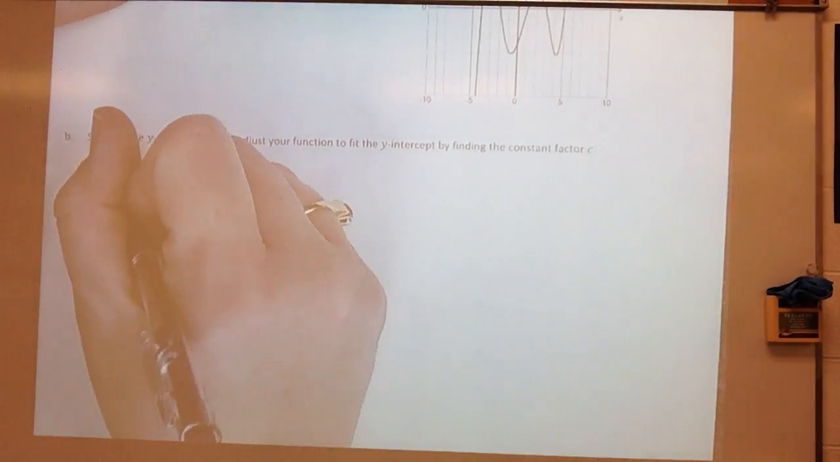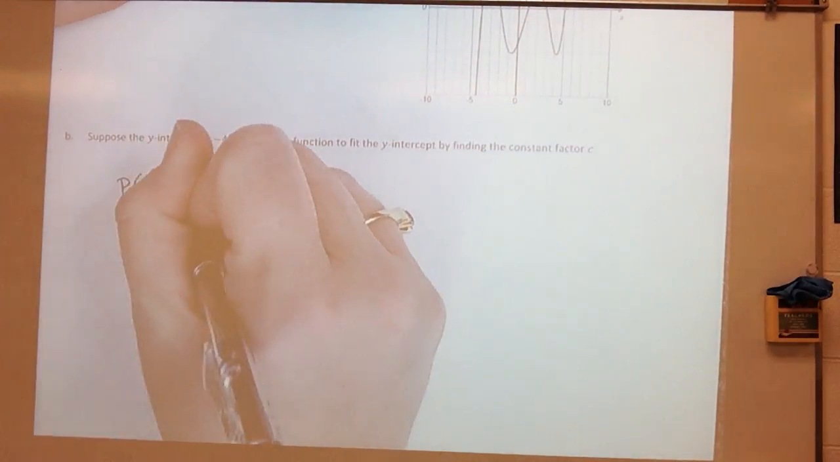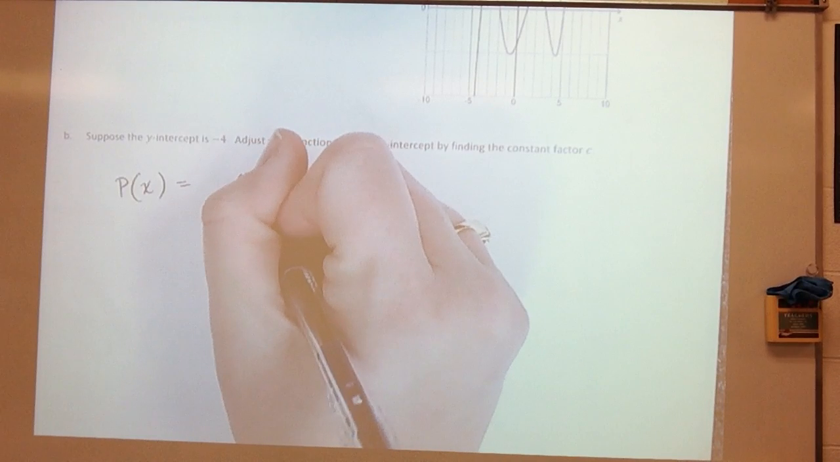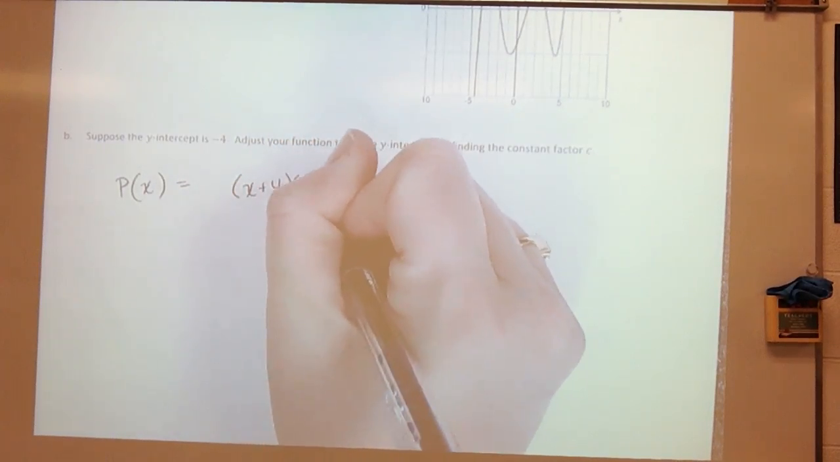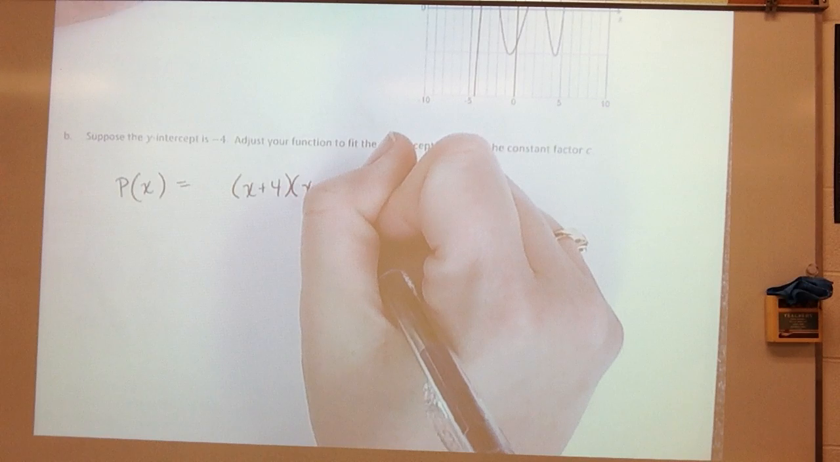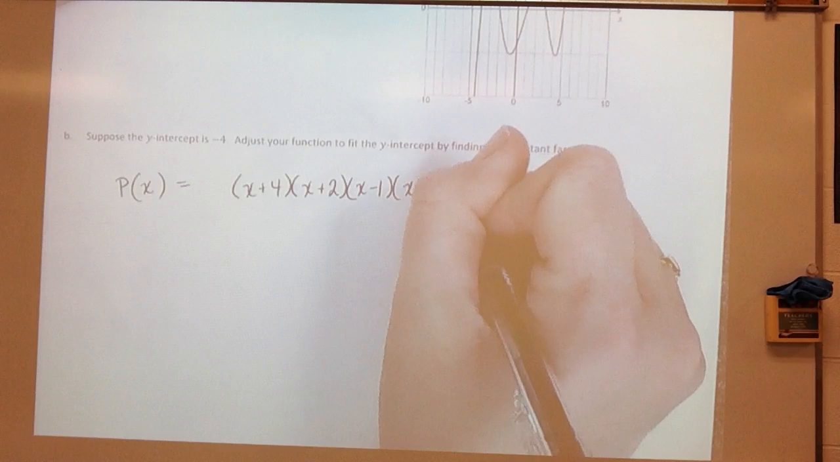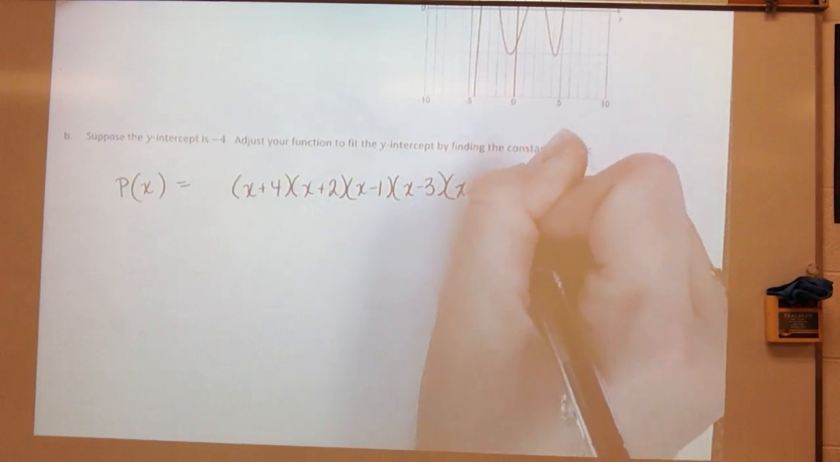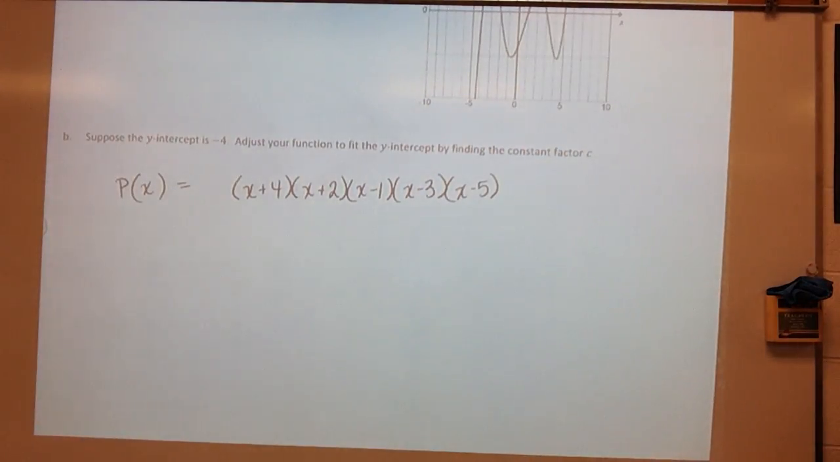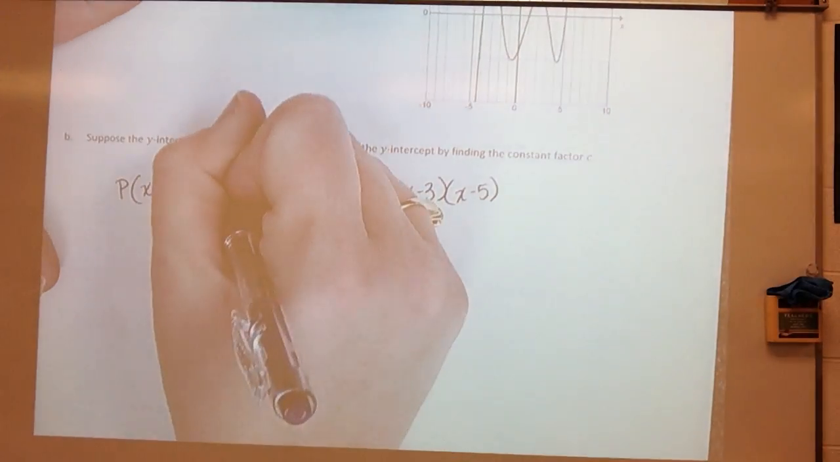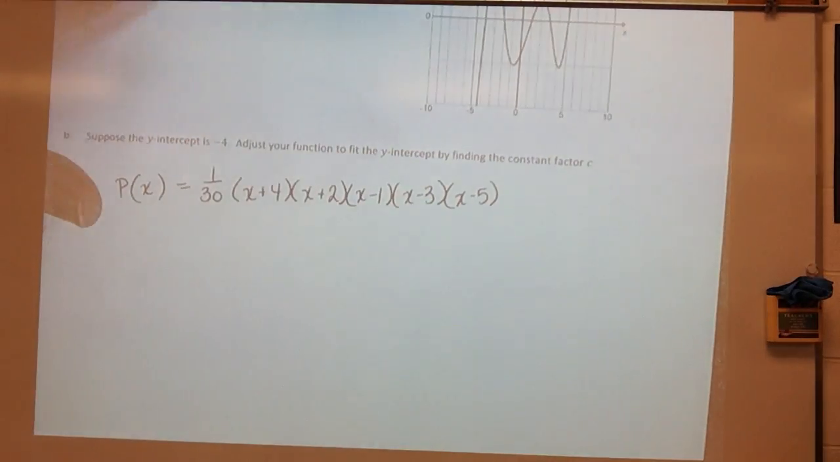So what this is going to look like, I'm going to change this constant, but my zeros will still be x plus 4 times x plus 2 times x minus 1 times x minus 3 times x minus 5. And I just need to put something in front of that. I need to figure out that constant c. So the answer to this is 1/30.